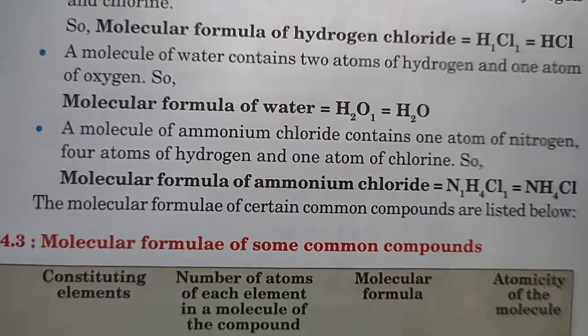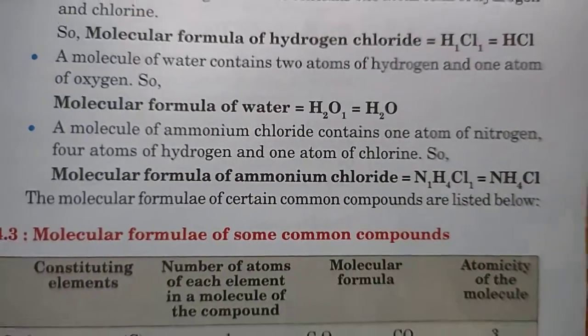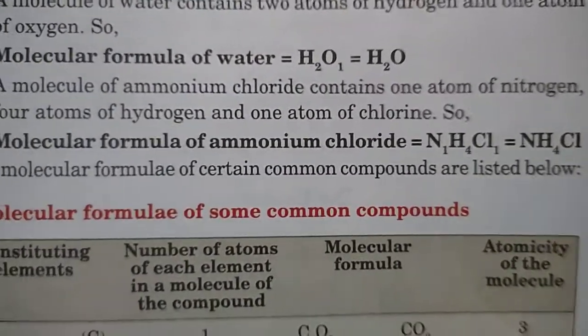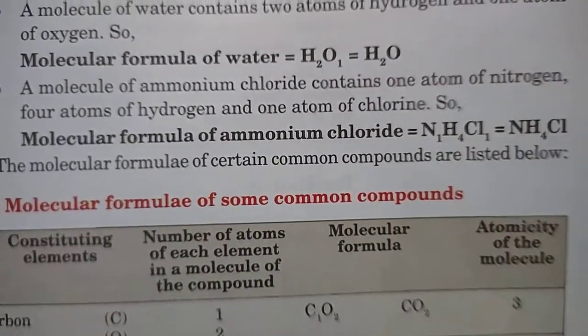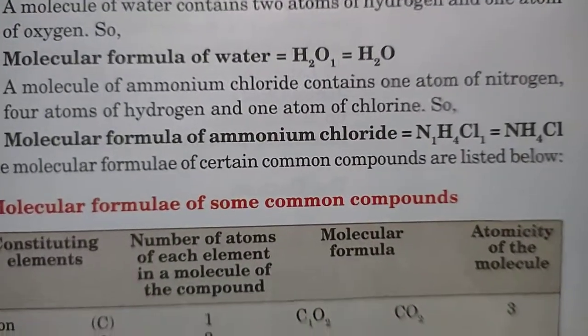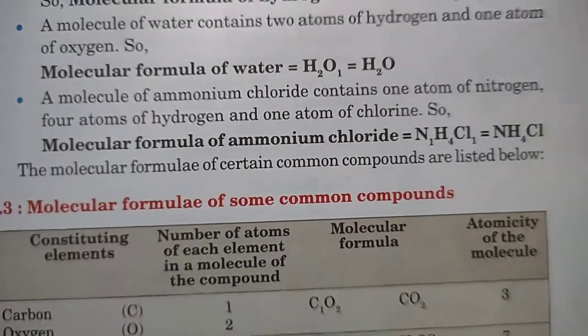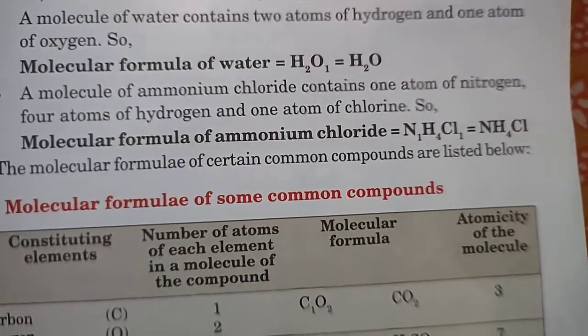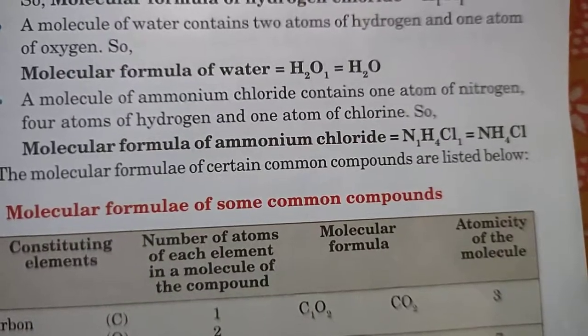So the molecular formula of ammonium chloride is NH4Cl. A molecule of ammonium chloride contains, as you can see here, N1H4Cl1. You don't have to write 1, so you simply write NH4Cl. So a molecule of ammonium chloride contains 1 atom of nitrogen, 4 atoms of hydrogen and 1 atom of chlorine.